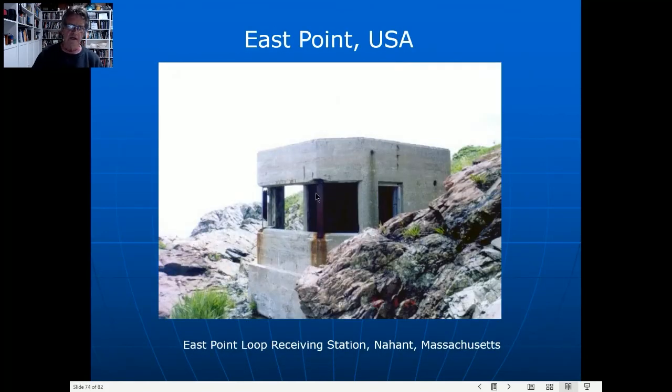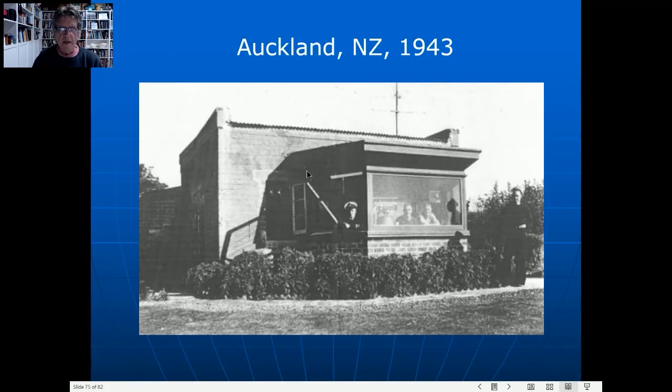Okay, in USA, here's one of the ones that are remaining. There's not many remaining, but this is at Nahant in Massachusetts, and they would have had the meters inside here. This is the loop receiving station. Now, as well as that you would have had a thing called the Harbour Entrance Control station, and that was more or less the control station for the loop receiving station. This is basically just where the loops were read and the officers worked, and they would have sent their information to the control station.